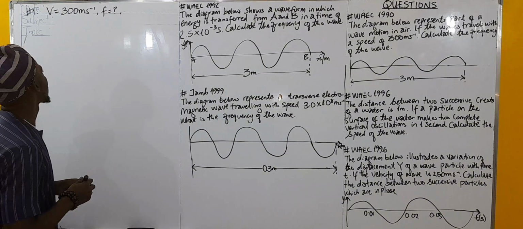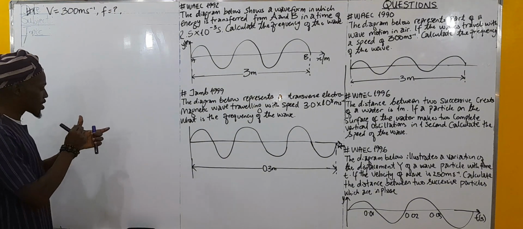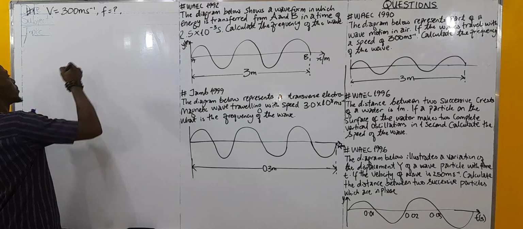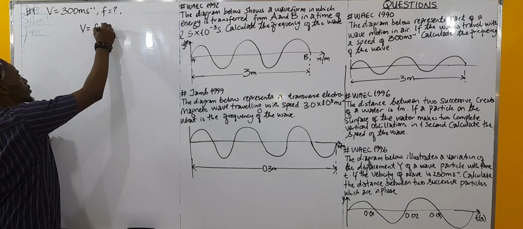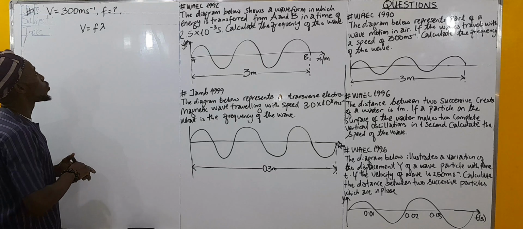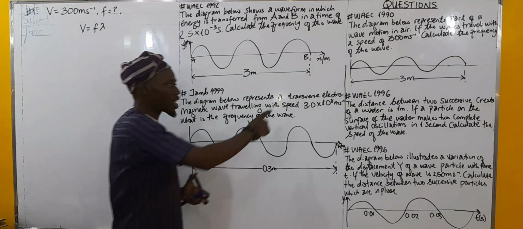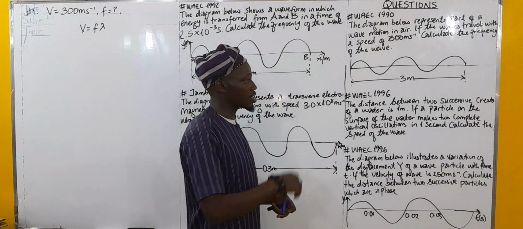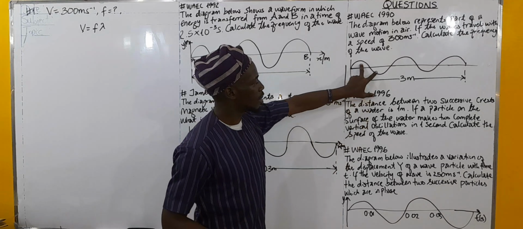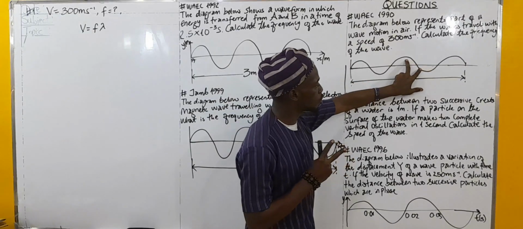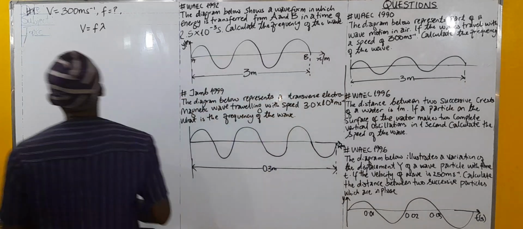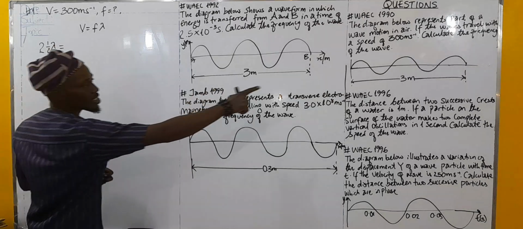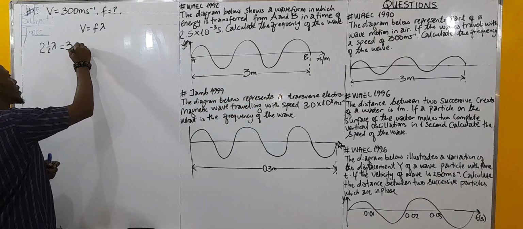Now the question is, what formula relates the wave speed with the frequency? We know that it's V equal N lambda. The question is, what is the wavelength? We'll now go to the diagram. Can you tell me how many oscillations you can see here? Let's count together: 1, 2, and a half. So we have 2.5 wavelengths, and the distance is 3 meters.